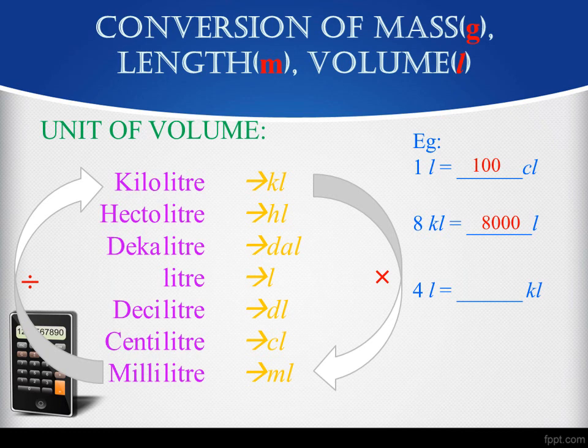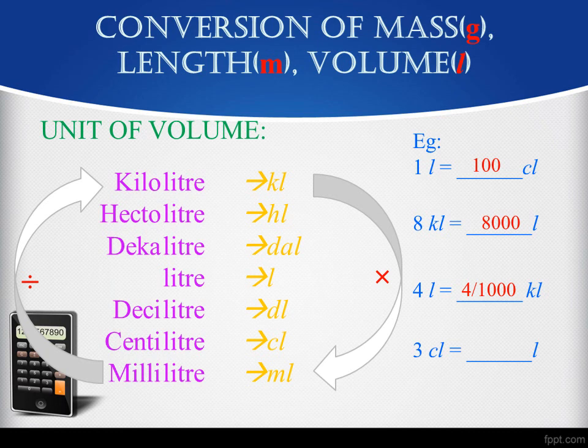Then third one, 4 liter equal to dash kiloliter. Liter is the smallest unit and we want to convert it into biggest unit, means we have to divide by 10 at each interval. How many intervals are there? 1, 2, 3. So 1 by 10 into 1 by 10 into 1 by 10 will get 1 by 1000. When you are multiplying 4 into 1 by 1000 will get 4 by 1000.